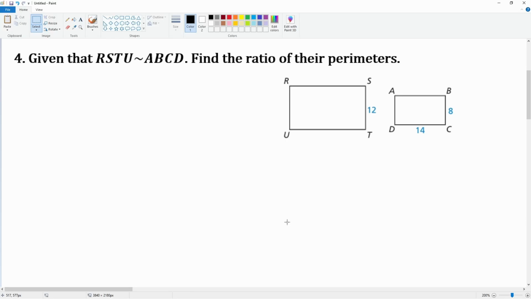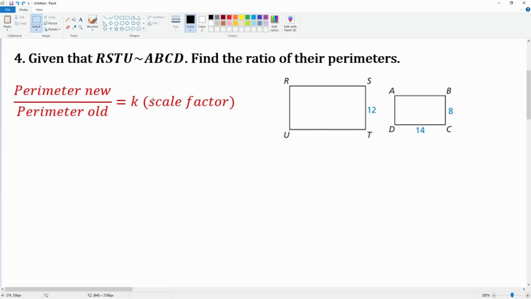All right, so here you are given that RSTU is similar to ABCD. You're trying to find the ratio of the perimeters. So the ratio of the perimeters has to be one of the perimeters over the other perimeter. To make my life easier, I'm going to treat one as the new and one as the old. All right, so the new one is on top divided by the old one.